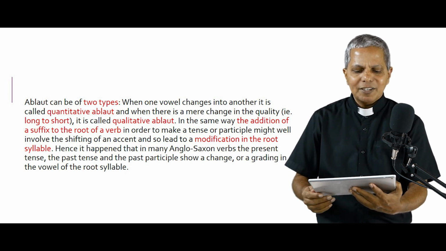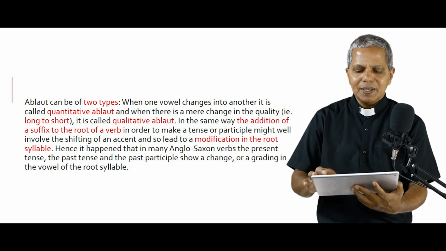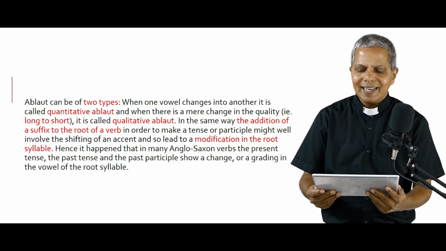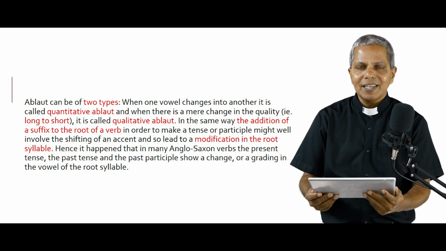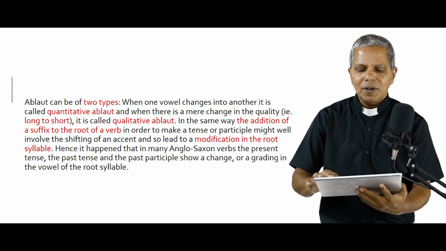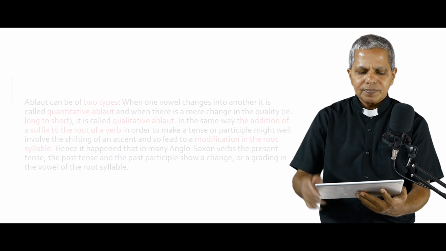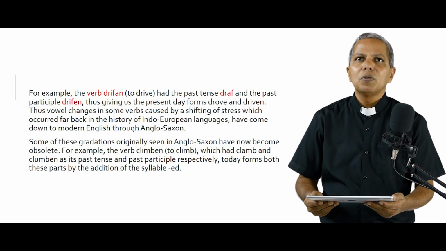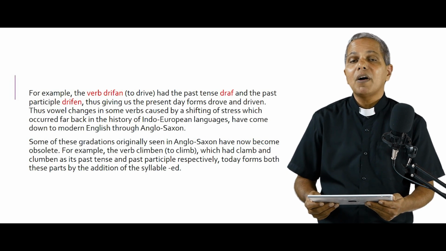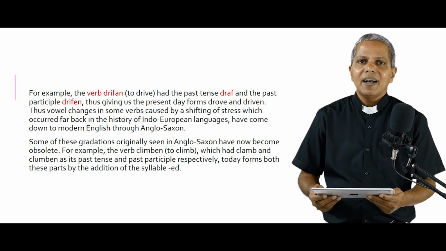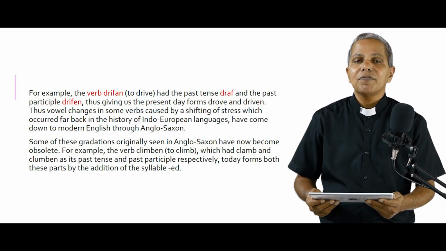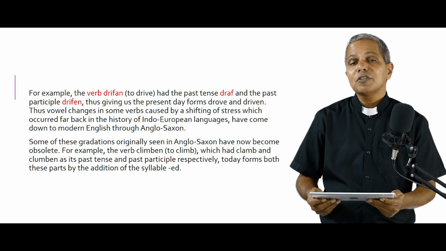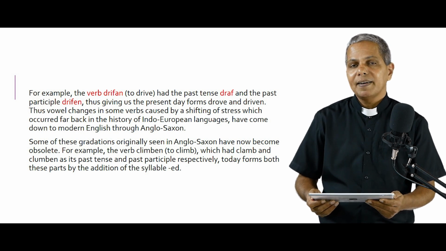Hence, it happened that in many Anglo-Saxon verbs, the present tense, the past tense, and the past participle show a change or a grading in the vowel of the root syllable. For example, in Old English we have the verb drifan, and the past one is draf, and its past participle is driffen.